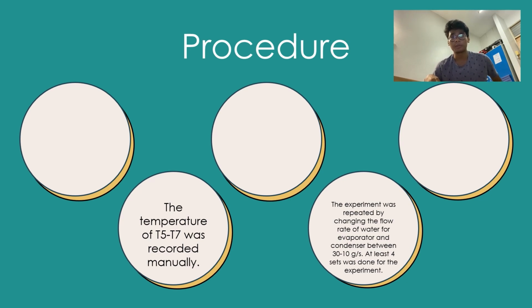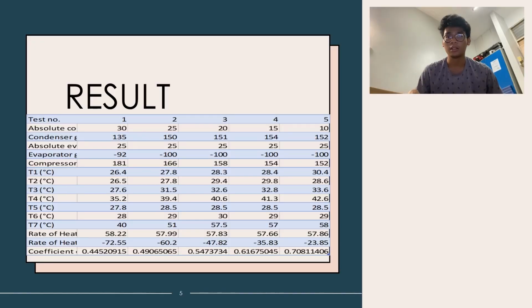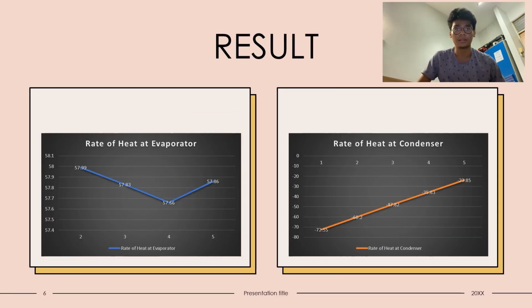And lastly, the experiment was repeated by changing the flow rate of water for the evaporator and condenser between 30 and 10 gram per second, and at least 4 sets were done for the experiment. So this is our picture here doing the experiment, and the result was done using Excel.